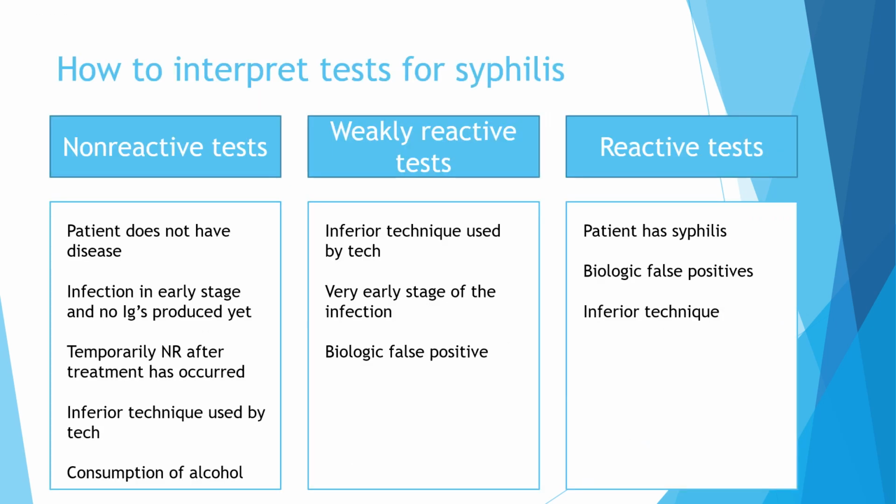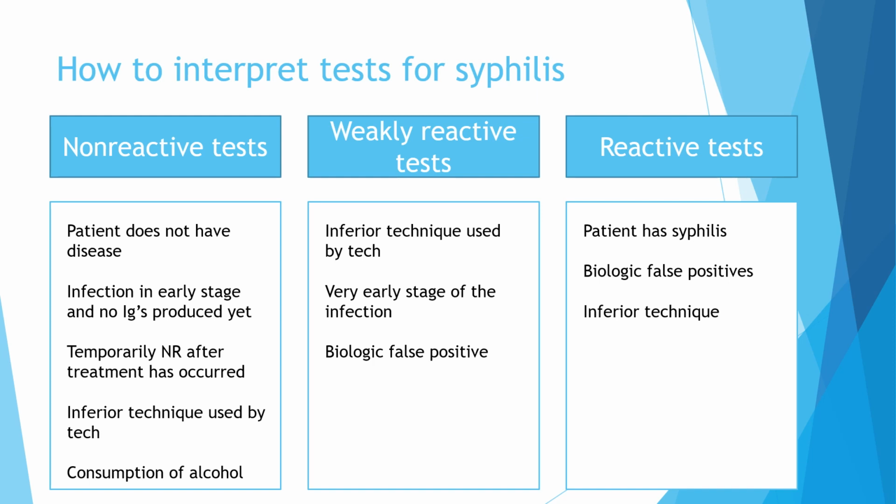If you have a non-reactive RPR or TPPA, we can say the patient doesn't have the disease. Or we could say the infection is very early in the stage and they haven't produced any antibodies to the disease yet. Or our patient could be temporarily non-reactive after their treatment has occurred. Or we could have an inferior technique used by the tech. Or even alcohol can make a person have a false negative.